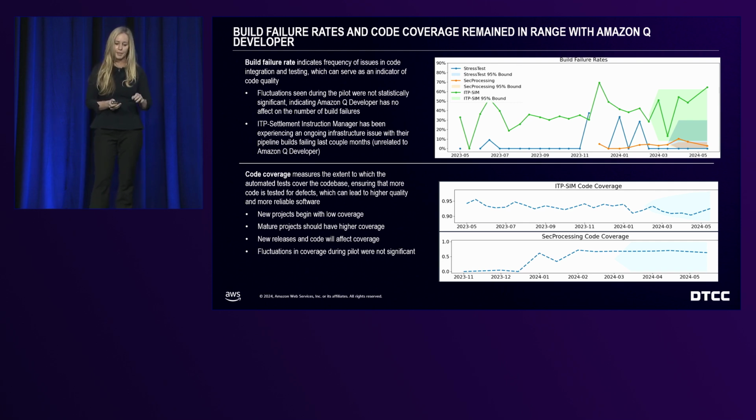Code coverage is on the bottom, the chart on the bottom right. That measures the extent to which the automated tests covered the code base. And that would ensure that the more code that's tested for defects lead to higher quality software. So the fluctuations in code coverage during the pilot were also not significant.